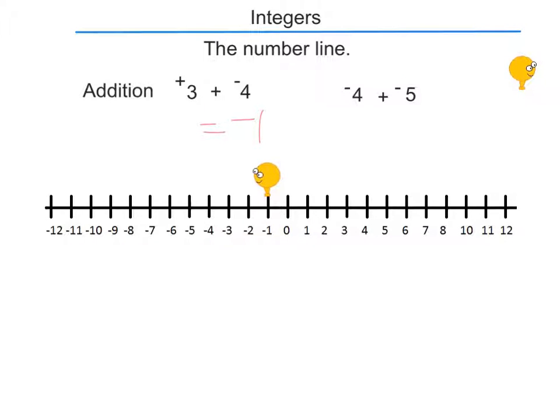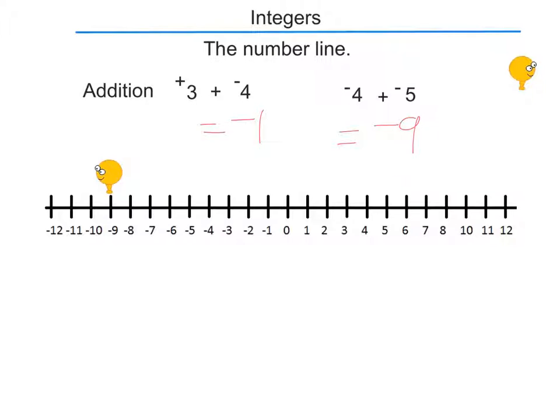Okay, now let's look at the second example. Starting with our little fellow at 0, he has to move -4 in the negative direction and -5 in the negative direction. So -4, let's do that. 1, 2, 3, 4. So we've moved 4 in the negative direction. Now we need to move another 5 in the negative direction. So 1, 2, 3, 4, 5, and the answer is -9.